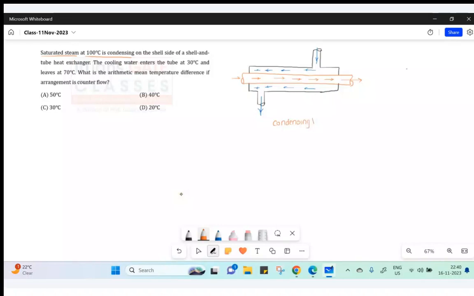So on one side, your steam is getting condensed at 100 degrees. So the temperature of this fluid is not going to change. It will be 100 degrees while flowing through it. Only what is happening is, it enters as vapor, steam, and leaves as liquid on this side. But the temperature will be 100 degrees here and here. But the temperature of the cold fluid will increase from inlet to outlet. So now let us draw a temperature versus X diagram.